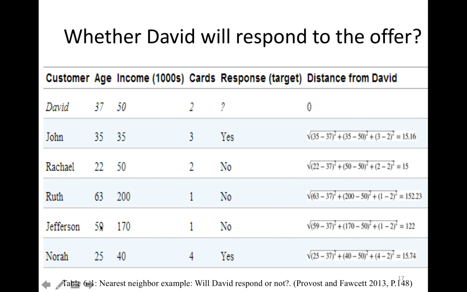You can see that there are some wide age differences, such as Ruth and Jefferson being two older customers, and their income levels, 200,000 and 170,000, are also significantly higher than the others. But the gaps are larger in income than in age. As a result, the distance between David and these five customers is dominated by income. David's distances to Ruth and to Jefferson are above 100. The other three are close, partly because of age but mostly because of their similar income level, all between 15 and 16.